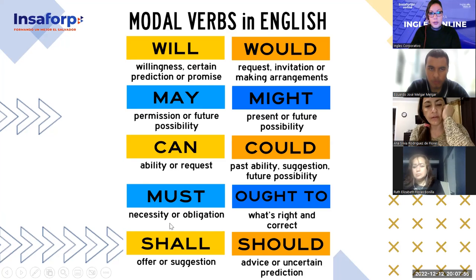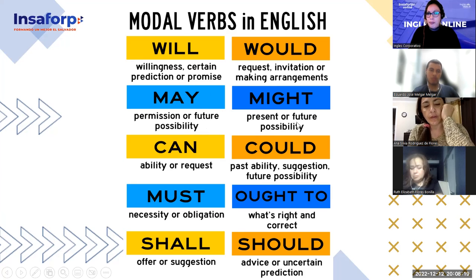This one, these two, I'm sure that you have seen them before. May and might. ¿Ya los han visto antes, el may y el might? Si se fijan, los dos dicen future possibility. Y might también es para future possibility. Ambos se usan para una posibilidad en el futuro.